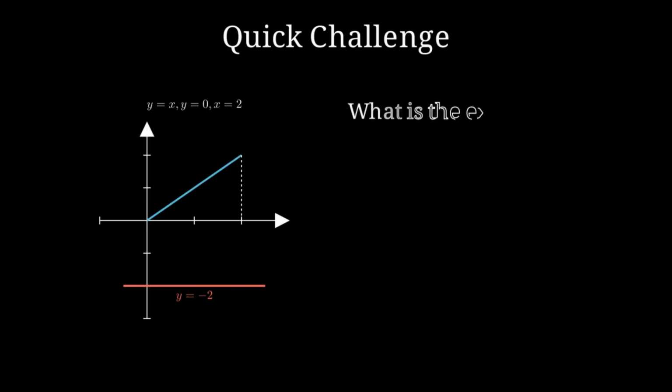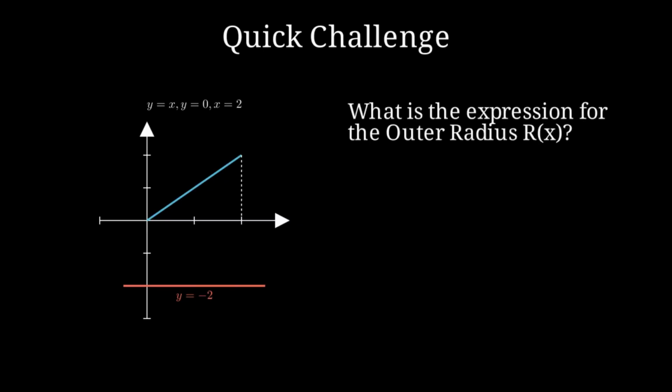Here is a quick challenge for you. If we rotate the region bounded by y equals x, the x-axis, and x equals 2 around the line y equals -2, what is the expression for the outer radius R of x? Think about the distance from the furthest curve to the axis.